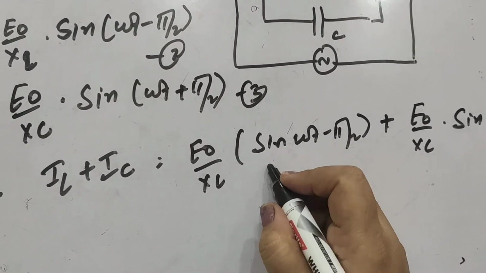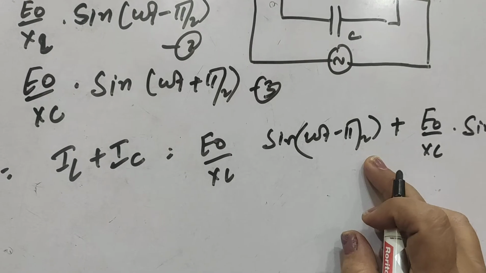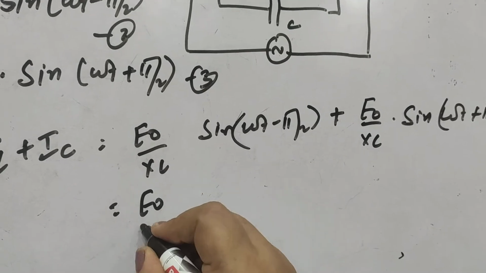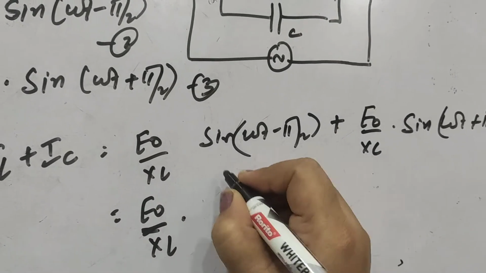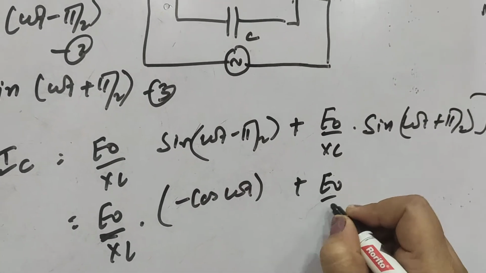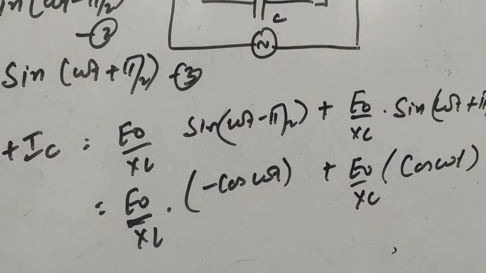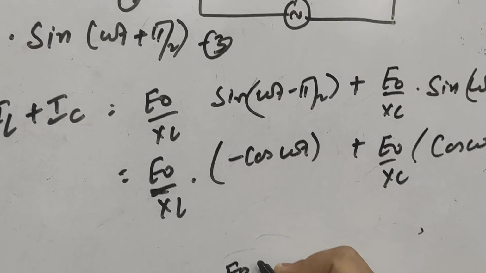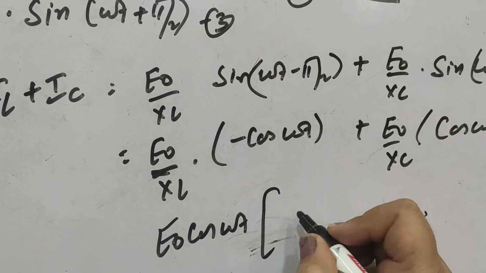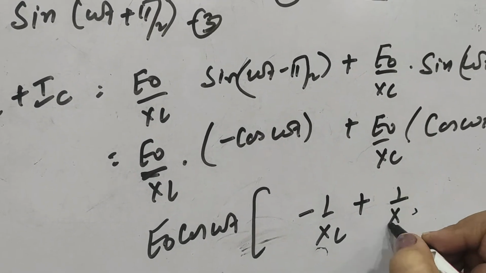Now sine of omega t minus pi by 2 can be written as minus cos omega t, and sine of omega t plus pi by 2 can be written as plus cos of omega t. So putting the values, E naught by XL into minus cos of omega t, plus E naught by XC into plus cos of omega t. We take common E naught cos of omega t. This is minus 1 by XL plus 1 by XC.